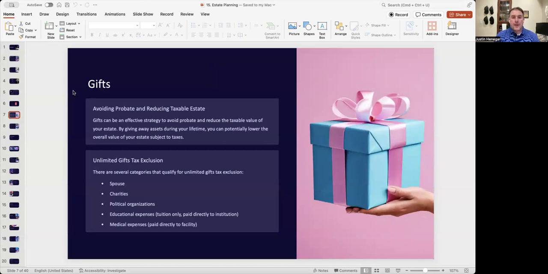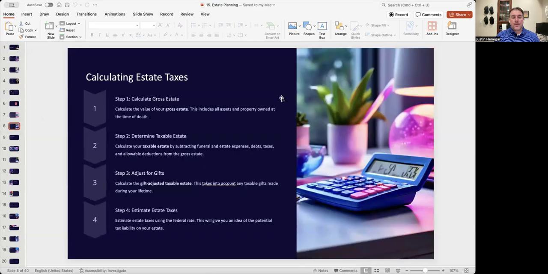So let's say you have a grandparent who has a lot of money. They can actually write a check to your university, in this case Kansas State, and that does not count toward a gift. They can also pay medical expenses directly to any medical service provider. They can write the check to the hospital, and those would not go against the gift tax exclusion. And you can do as much of that as you want.